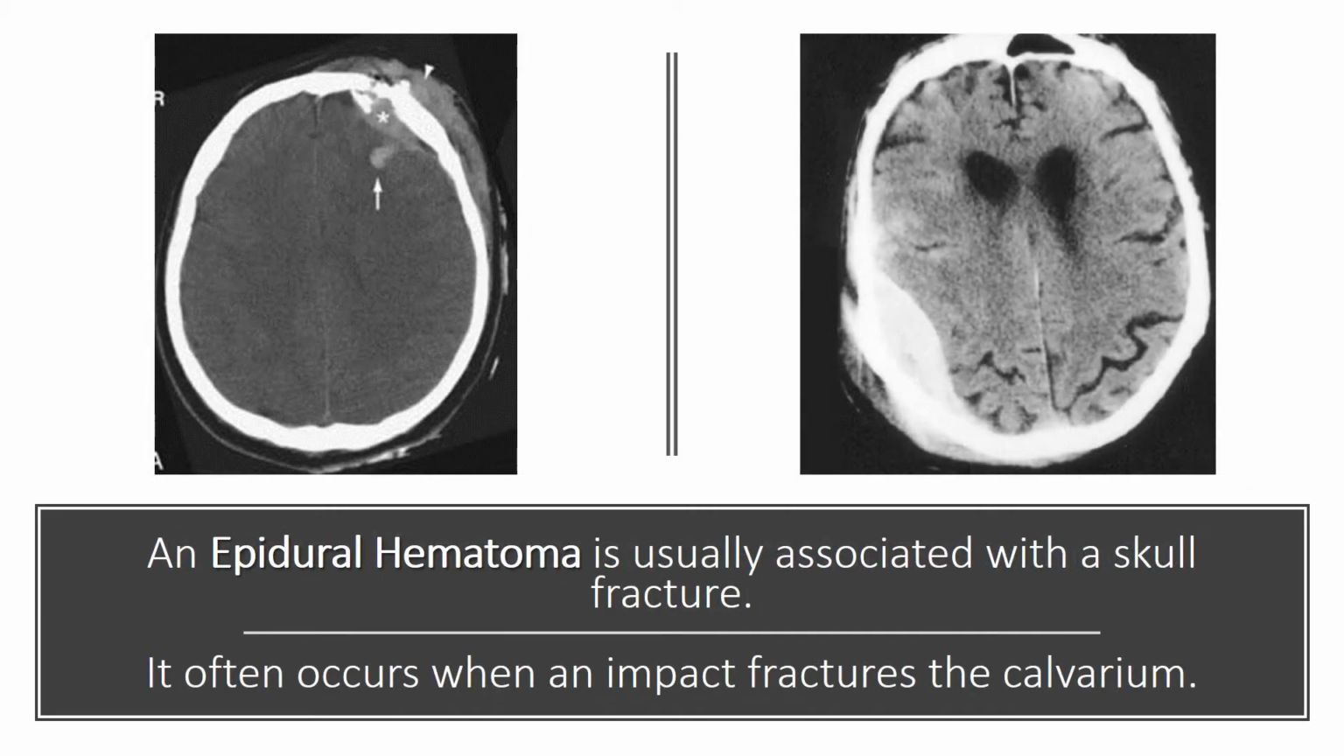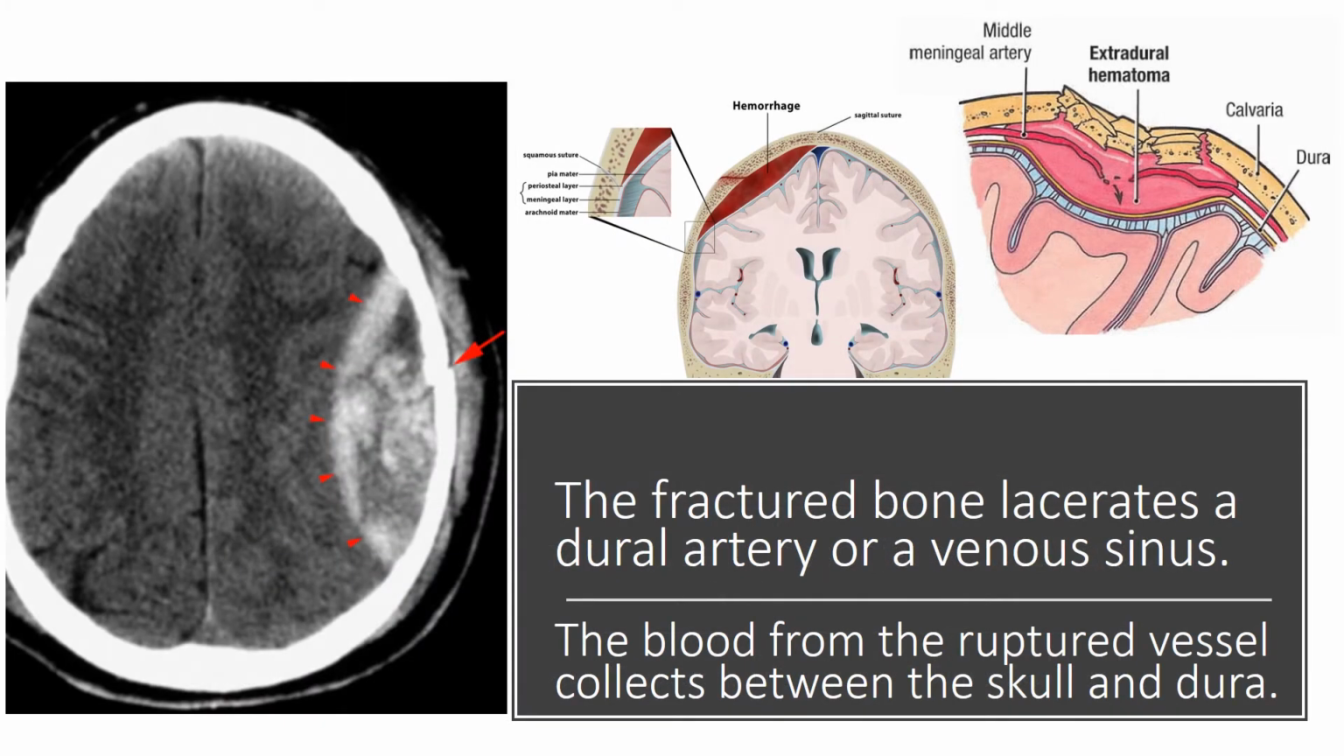An epidural hematoma is usually associated with a skull fracture. It often occurs when an impact fractures the calvarium. The fractured bone lacerates a dural artery or a venous sinus. The blood from the ruptured vessel collects between the skull and dura.